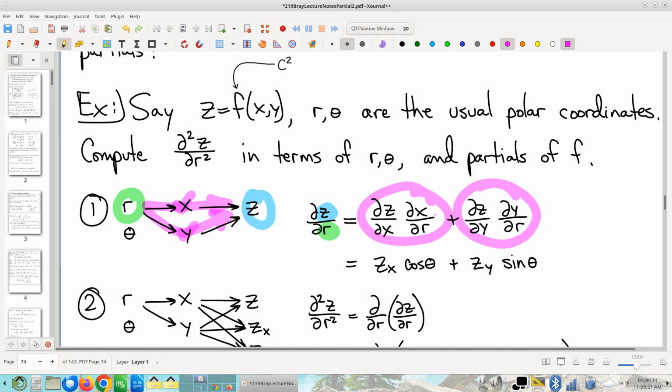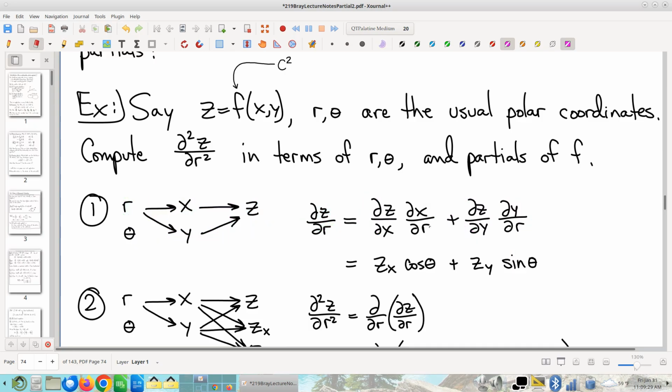Notice we have sort of an x term and a y term. And then some of these are actually pretty easy to compute. What's the partial of x with respect to r? Well, we have a formula for that. An explicit formula for x as a function of r and theta, and taking the r partial, no big deal. You can totally do that.